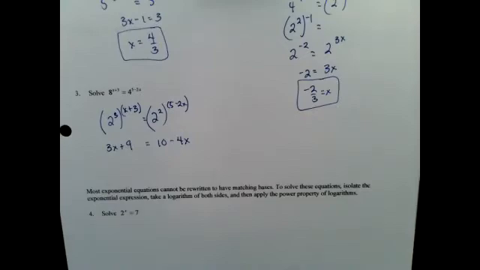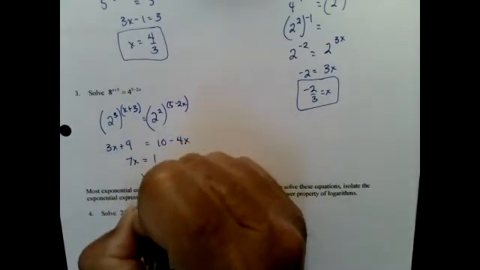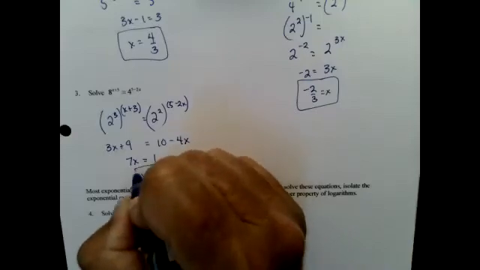I got 3x plus 9 equals 10 minus 4x. 8 is 2 cubed. I multiply exponents, that whole power thing. 4 is 2 squared. I multiply exponents. Add 4x, subtract 9, x equals 1/7.